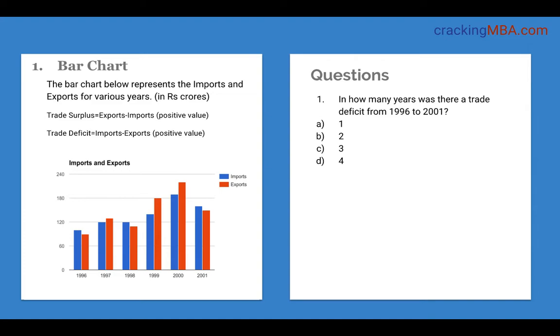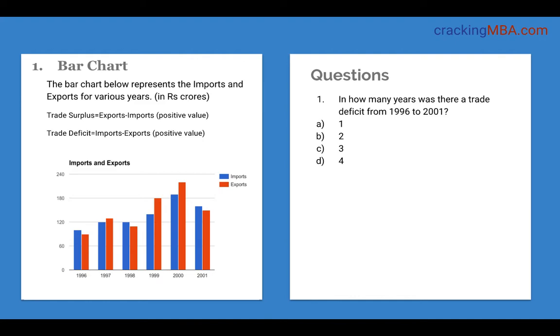So clearly this is a bar chart and it represents the imports and exports for the various years. If you look at the first question, it says: how many years was there a trade deficit from 96 to 2001? First we should analyze the definition of a trade deficit. It says the difference between an import and an export, which means that the import should be greater than export. So if you look at the graph, we don't have to really get the values. We don't need to say what is the exact value.